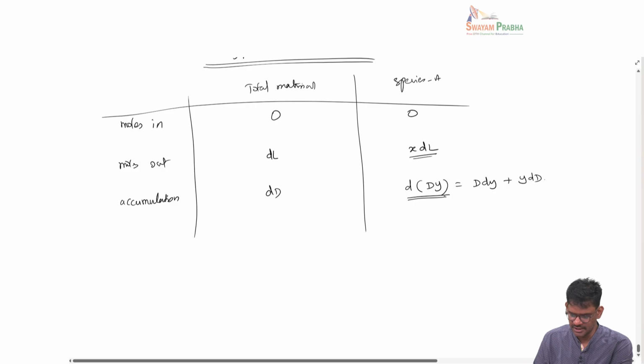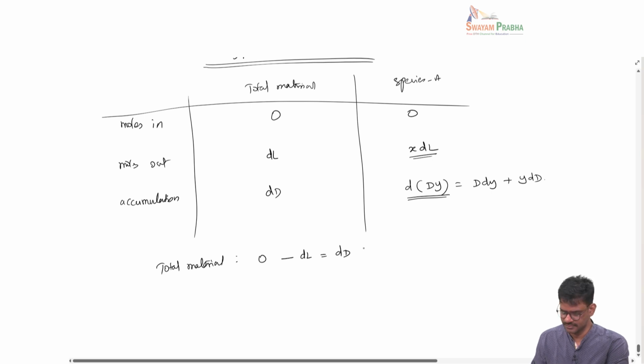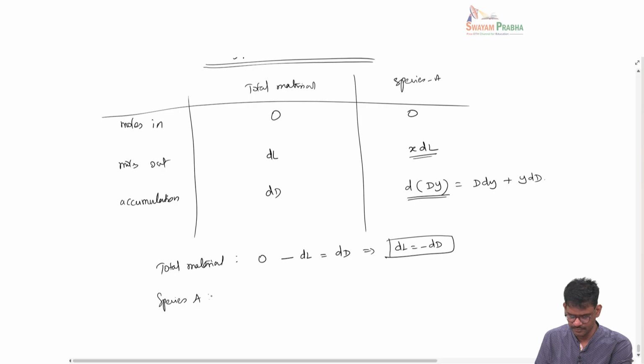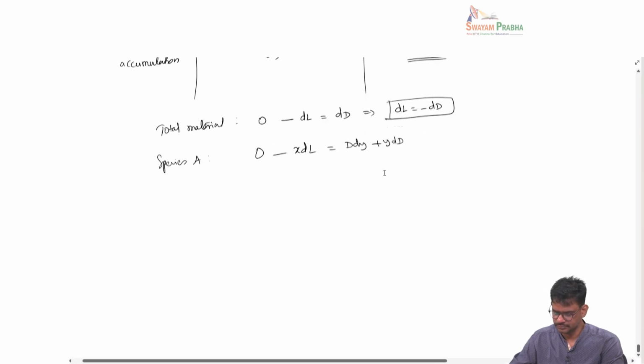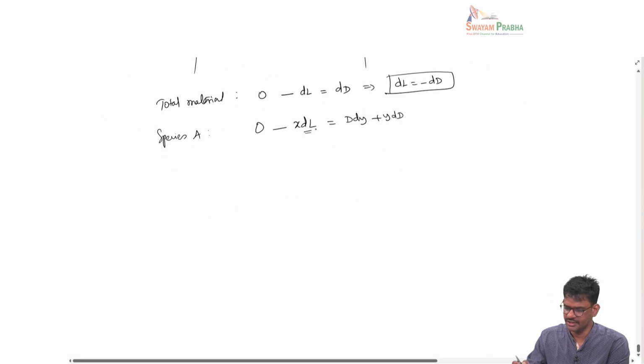Now we can write the mass balance for total material. In is 0, out is dL, and that is equal to the accumulation. So dL equals minus dD. And for species A, in is 0, out is x dL, and accumulation is D dy plus y dD. And this dL can be written in terms of dD, so I will have x dD equal to D dy plus y dD.